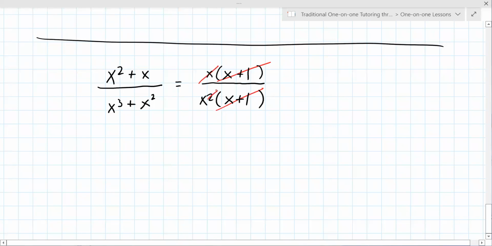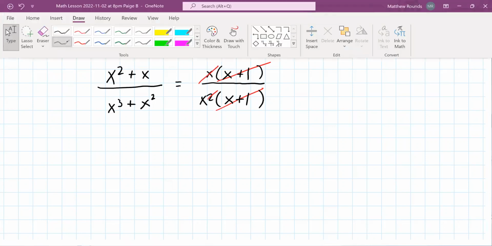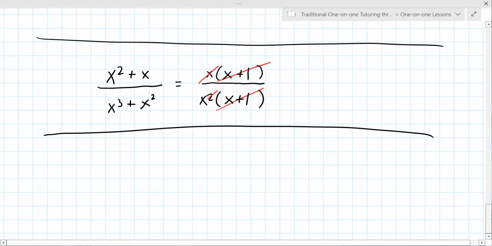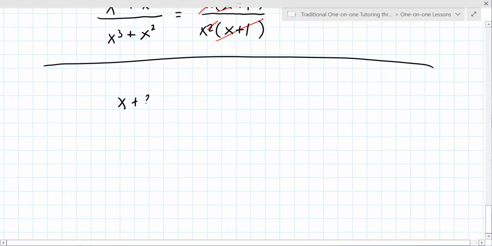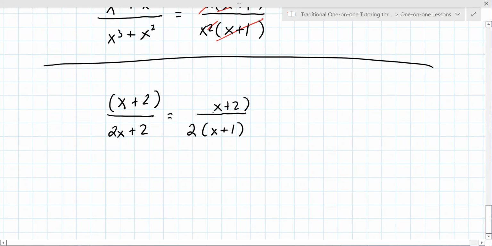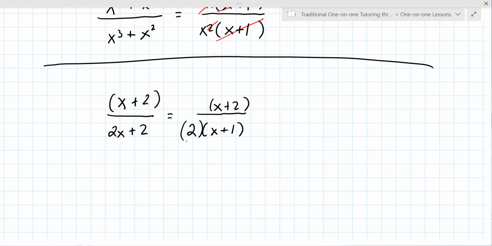So I think where you were running into problems is the obscure nature of this assignment, where it would be like x plus 2 over 2x plus 2. You really have to treat this like, okay, that's x plus 2 in parentheses, but on the bottom I could factor a 2 out, x plus 1 in parentheses, and you put everything in parentheses, and the only things that can cancel are what are in parentheses. So does anything cancel here? No.